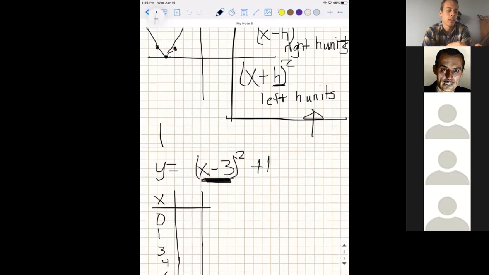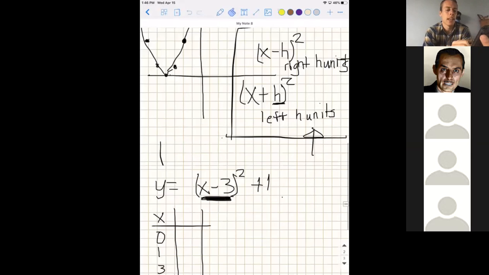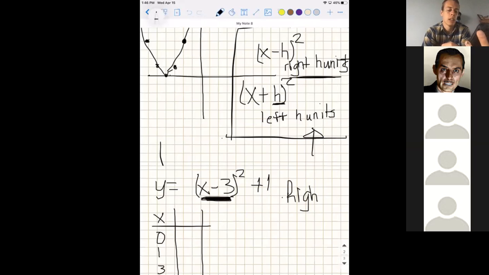It's going to go over 3 units. Yeah, which way over? To the right. So this is where we got to look at it. If it is x minus h, in this case x minus 3, it's going to move to the right h units. So our vertex is going to move to the right 3. And then we have to figure out, what is this plus 1 going to do? Is that going to be like your y-intercept? No, it's going to bring it up 1 unit.